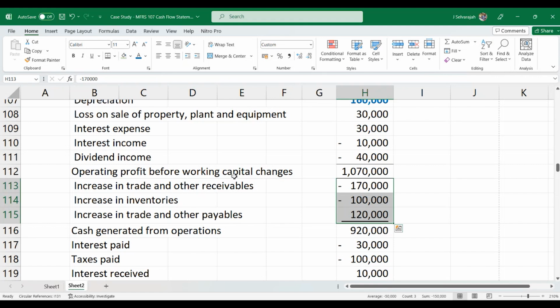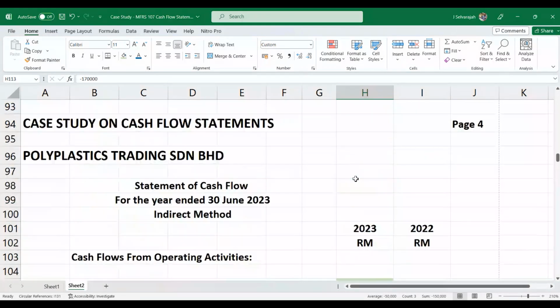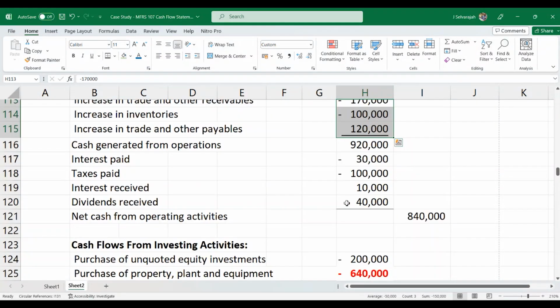Okay. So operating profit before any working capital, there'll be 1,070,000. Now, what you have is working capital changes. Some are debtors, some are creditors. You're often knocking off. The cash generated from your real operation is not 1,070,000, it's not 900,000, but actually it is, all right, the figure is 920,000.